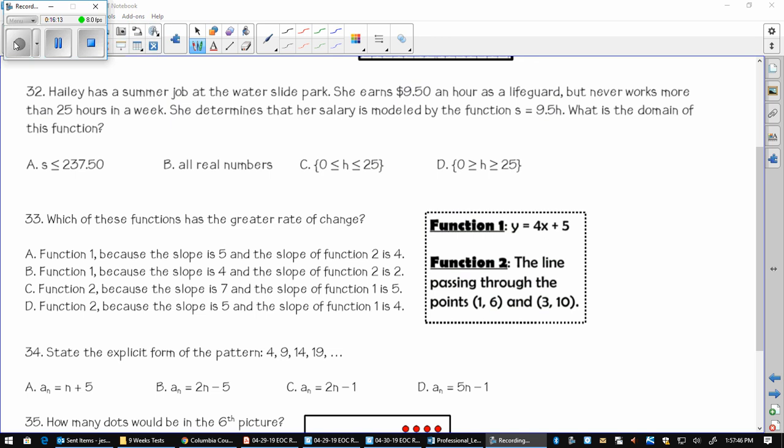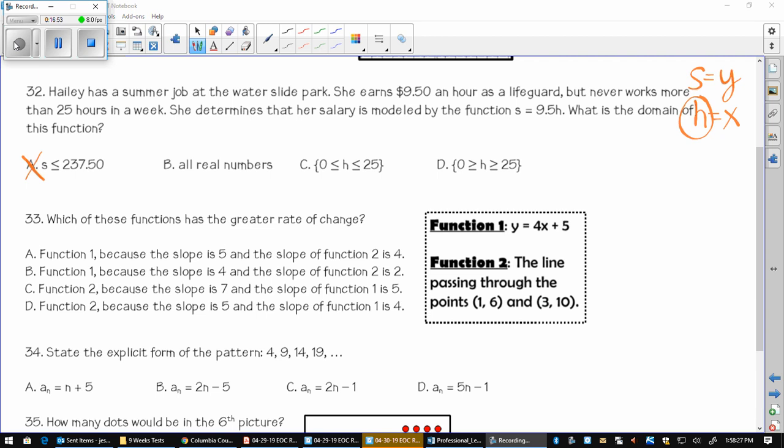Okay, on 32, we're given some information, and then they give us an equation, and they want us to find the correct domain. Remember, domain is like your x values. If I look at this equation, I don't have an x value, but I would say h is in the place where x is usually at. So h is going to be like our x value, s is going to be like our y value. So s is the same thing as y, h is the same thing as x. So that means when I'm looking at domain, I want to focus on my h values. So before I even read the problem, I know A doesn't make sense. If I'm looking at domain, I'm looking at my x value. So that means in this case, I want to be looking at h.